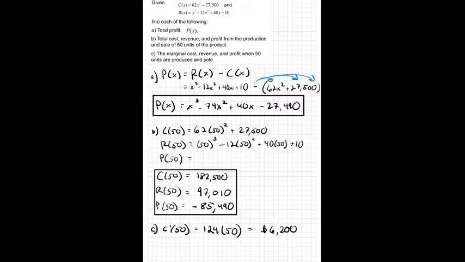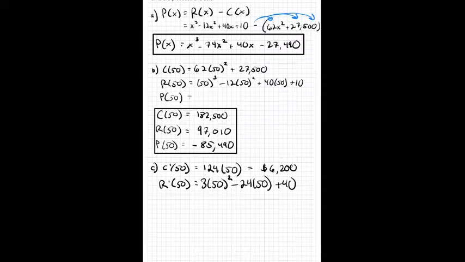Okay. The marginal revenue. So if we're looking at the revenue function and we take the derivative, it's going to be 3 times 50 squared minus 24 times 50 plus 40. Hey Siri, what's 3 times 50 times 50 minus 24 times 50 plus 40? It is 6,340. I feel like maybe we did something wrong.